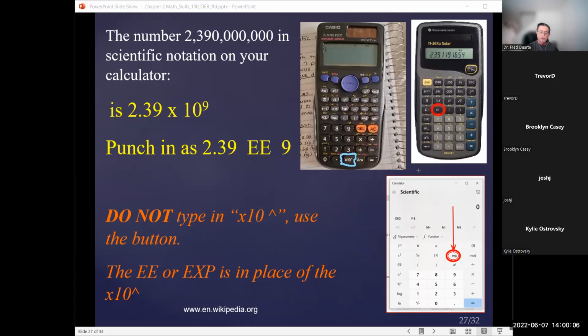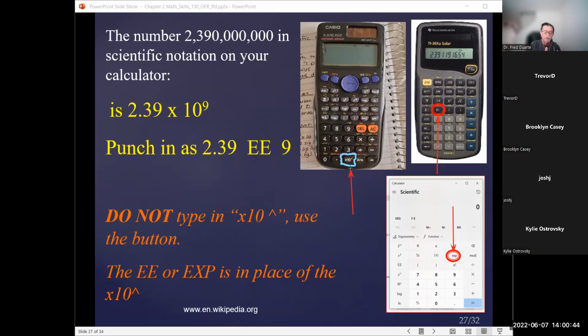Now, there's also some calculators that have a double E button. If you notice here with the arrow, the letters are kind of worn out, but it's 2 E's, 2 capital E's. For that calculator, that is the button to put your number into scientific notation. And then the newest calculators have a button right here. It has X or times and then 10 to whatever power X.